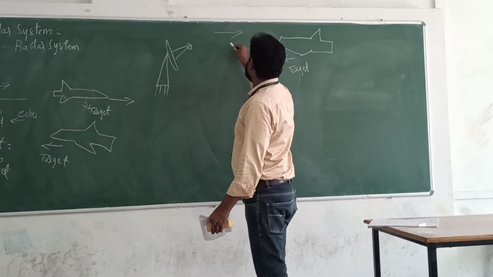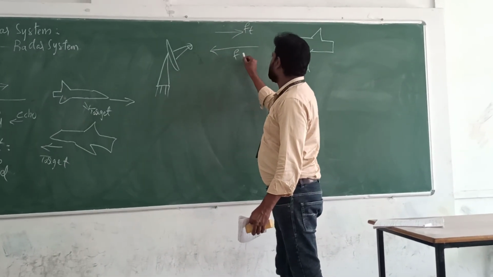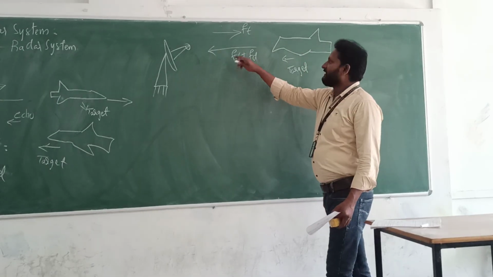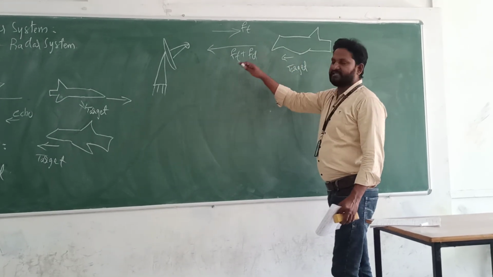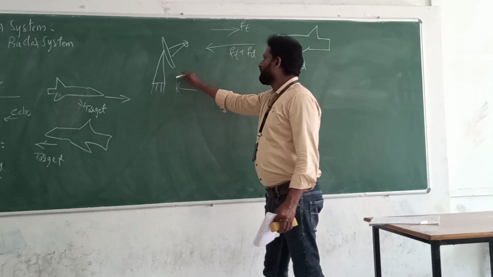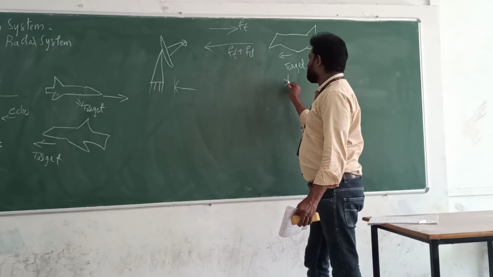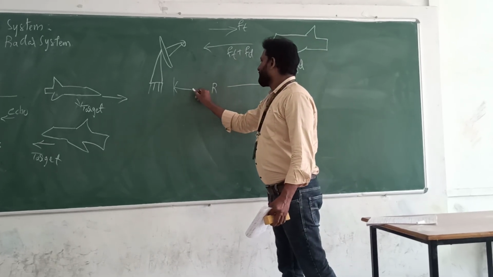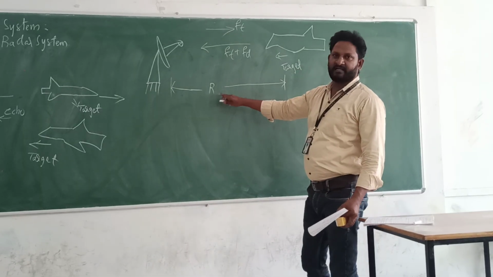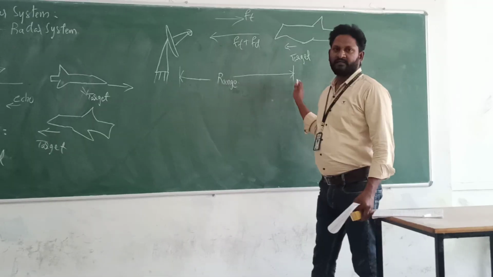Once the transmitted frequency is ft and the reflected back frequency is ft plus fd, because the target is reaching our radar system, the distance is reducing. So here we are going to see what is the distance between our radar system and the target. This is the distance between the radar system as well as the target. This is called the range of the radar system.